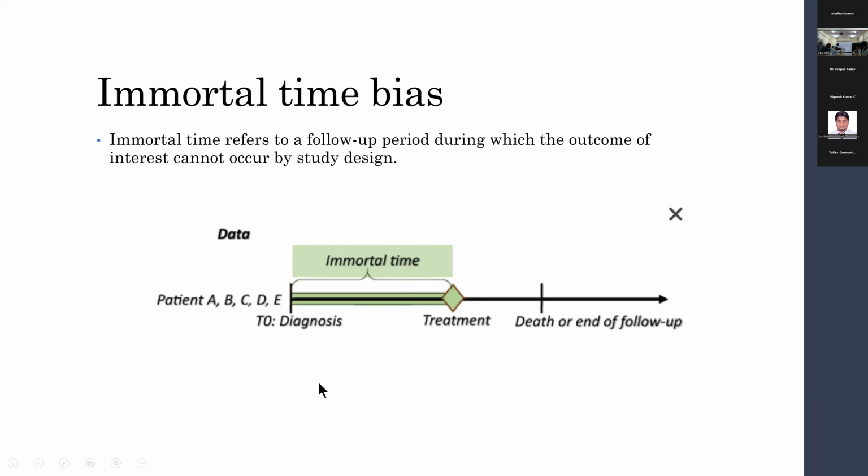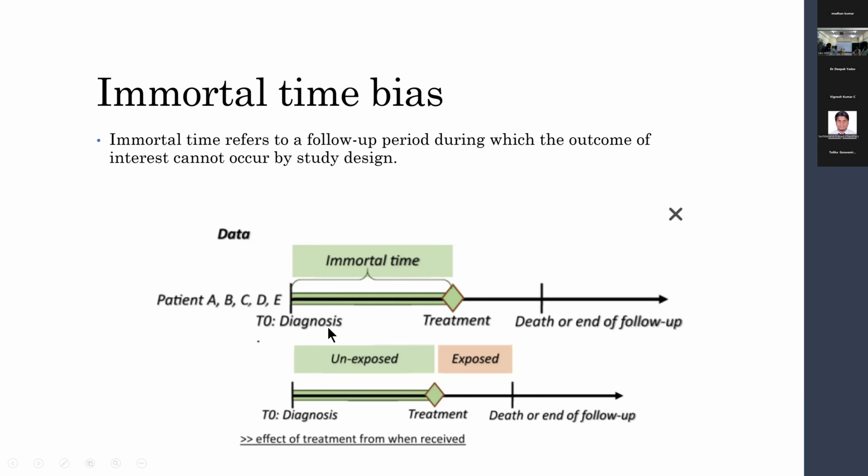This time from when they are included in the study to when they have got the treatment is called the immortal time. Now, this is a time where the outcome of interest cannot occur. So, if the outcome is death, and the death occurs here, they would not get the treatment. So, here the outcome of interest cannot occur. This is called immortal time. The other term used is unexposed. So, in this time, they have not got the treatment, so they are unexposed to treatment. Here, they have got the treatment, so they are exposed.